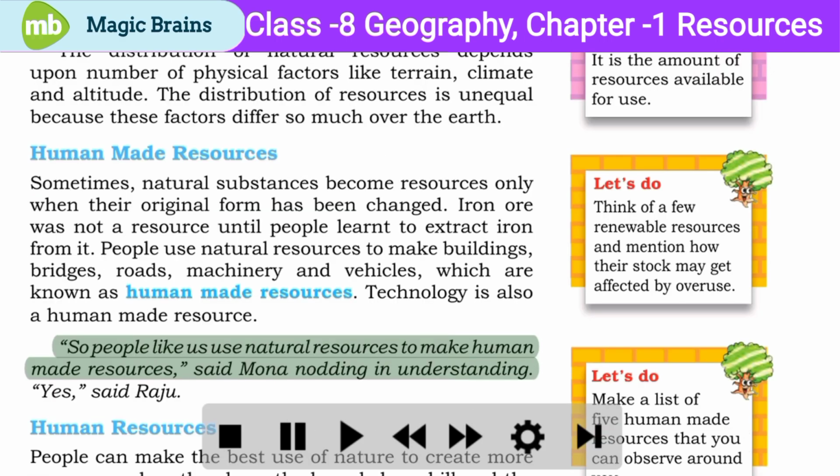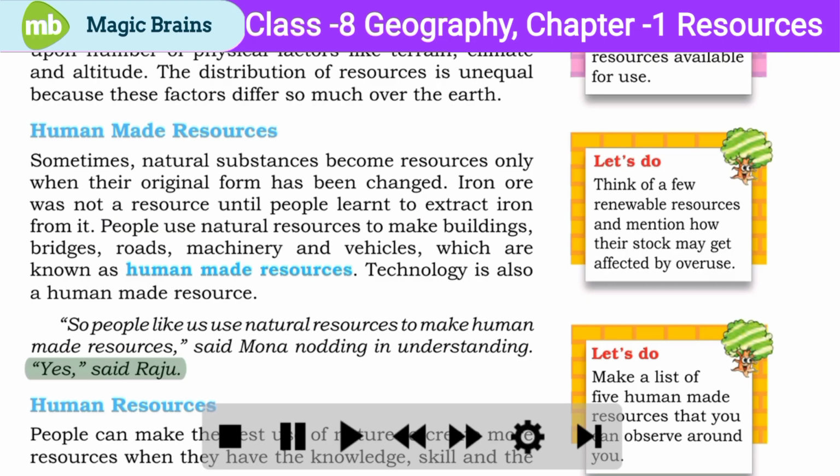So people like us use natural resources to make human-made resources, said Mona, nodding in understanding. Yes, said Raju.